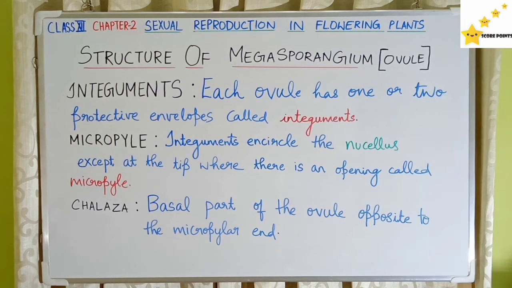Integuments. Each ovule has one or two protective envelopes called integuments. Integuments are also found in seeds. There are outer and inner integuments which help in protecting the seed. Next is micropyle. Integuments encircle the nucellus except at the tip where there is an opening called micropyle. On the bottom portion or the basal part of the ovule, opposite to the micropylar end, there is a chalaza.